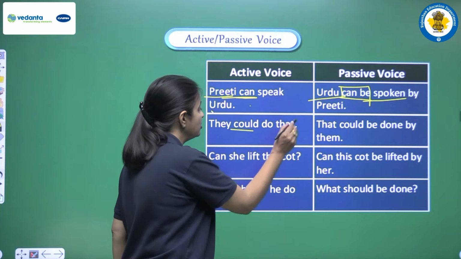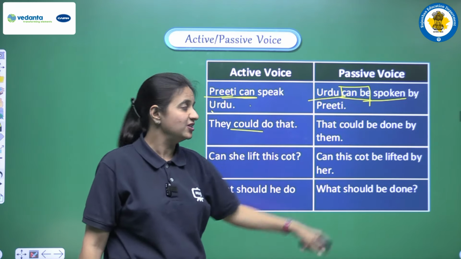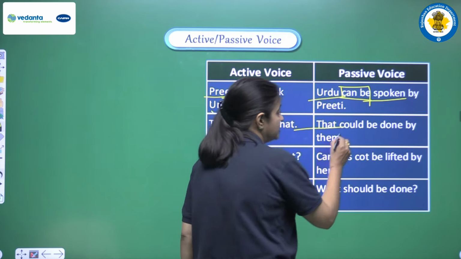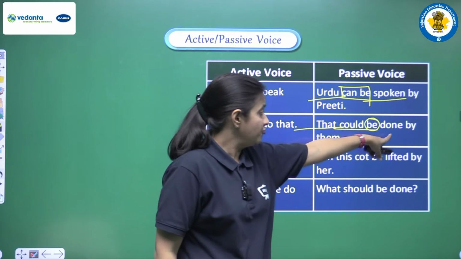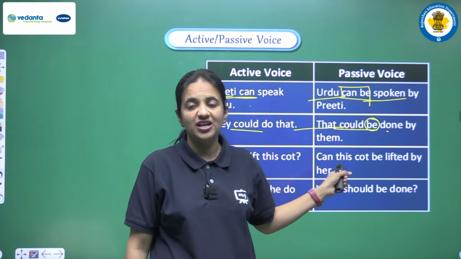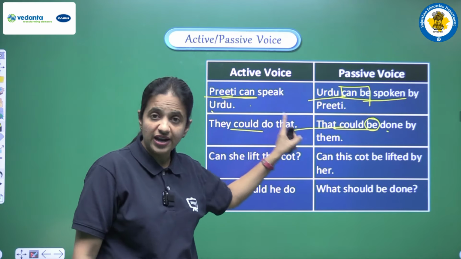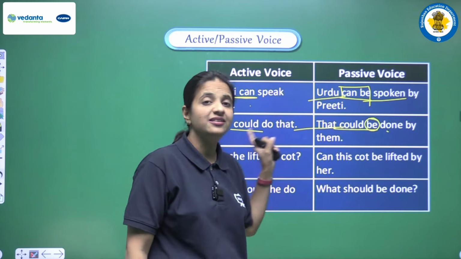Next is they could do that. So here we are having could, that is one of the modals. So now when we are converting the sentence into passive voice, first of all we are writing the object, then the same modal, and we are adding be with that modal, third form of the main verb, and subject in the end of the sentence. So here we are having they could do that. Passive voice will be that could be done by them.